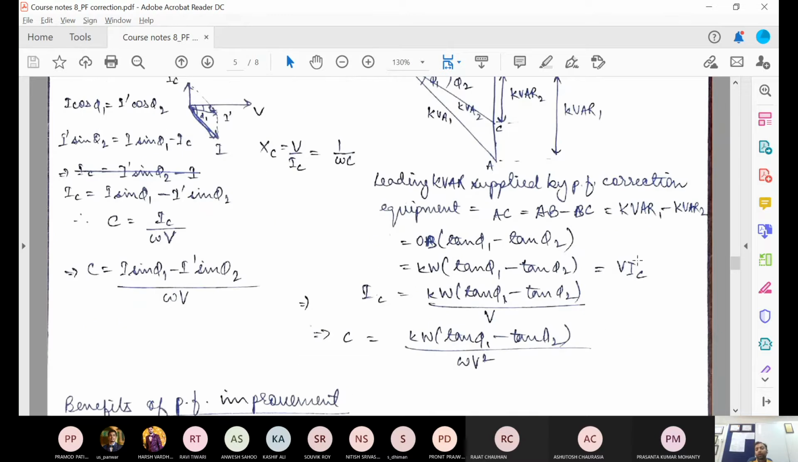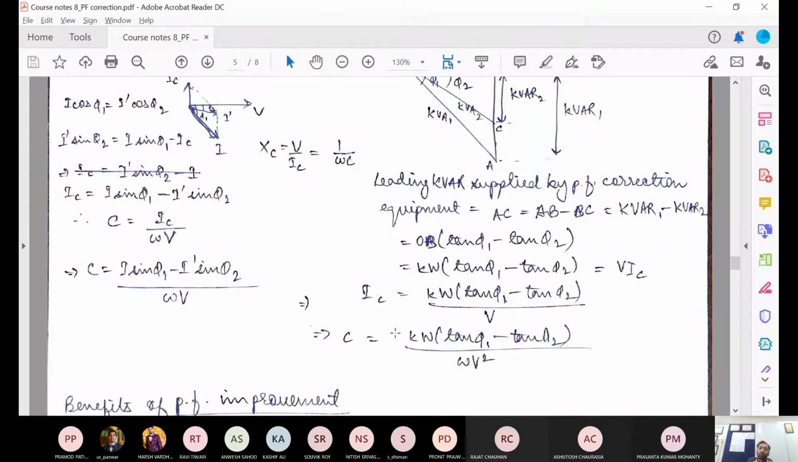And therefore from here, transposing it to the other side, we can write IC equal to kW into tan phi 1 minus tan phi 2 divided by V. And applying the equation, capacitor value is equal to IC by omega V. We can write the capacitor rating here as kW into tan phi 1 minus tan phi 2 divided by omega V squared.